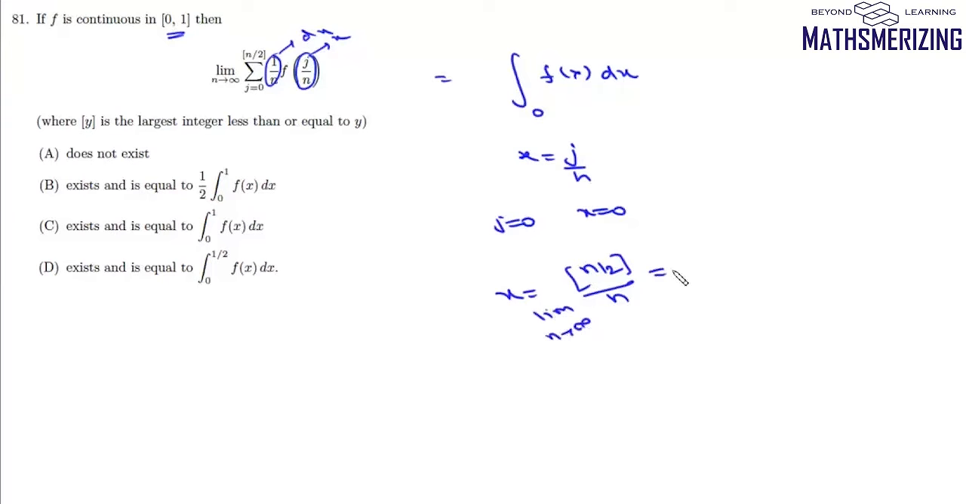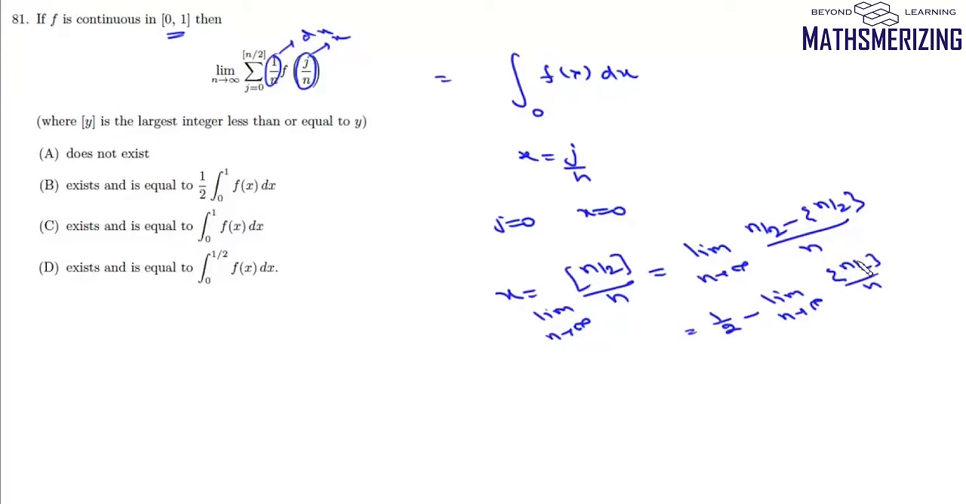Now we know that greatest integer function of x is x minus fractional part of x. So it will be limit n tends to infinite, n by 2 minus fractional part of n by 2, upon n. So it will be 1 by 2 minus this limit, n tends to infinite, fractional part of n by 2 upon n. Now fractional part always lies between 0 and 1. So anything finite upon infinite is 0. So the value of this limit is 0. So the upper limit of this function will be 1 by 2.